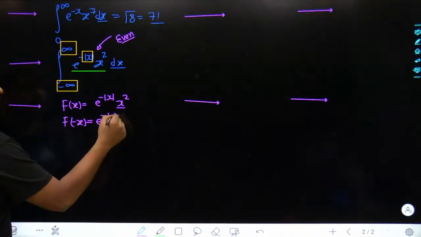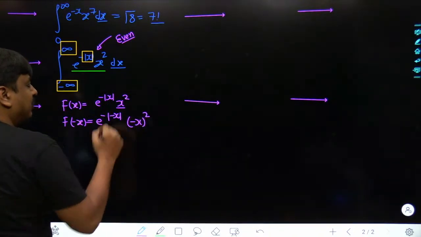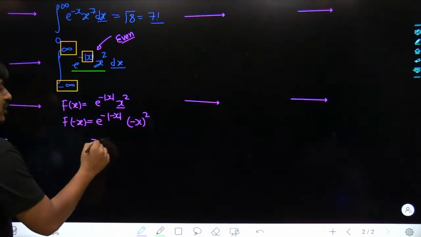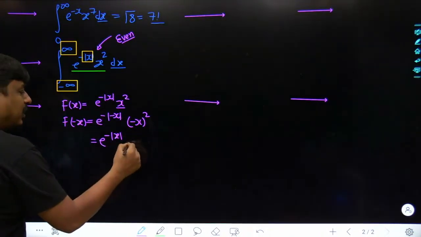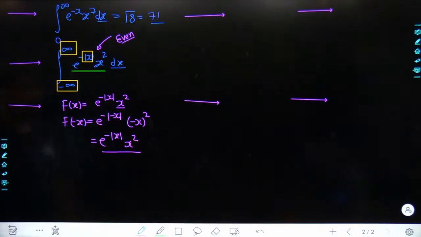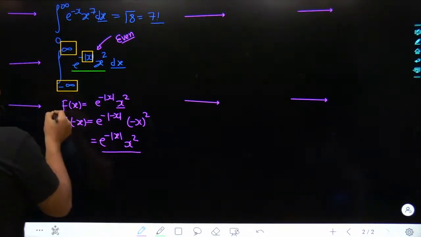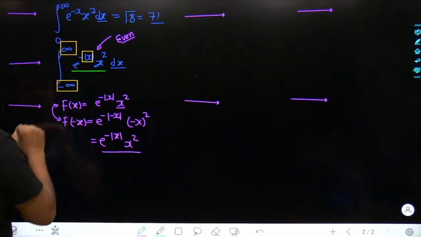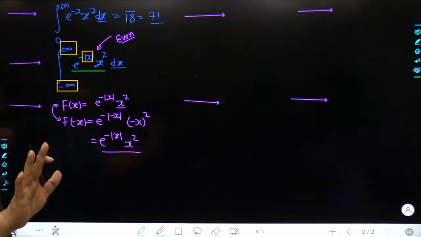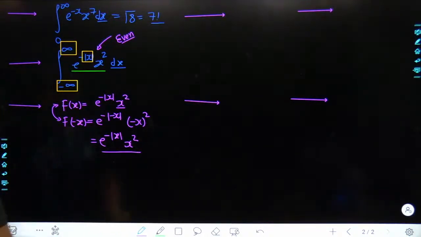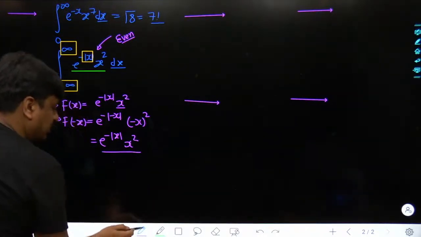End of the day, you have to feed that minus x in place of x. Here also you have to feed minus x in place of x. The minus mod of x leads to minus mod of x only, and here also it is x square. Agreed? So what does it mean? That means f of x is the same as f of minus x. That means it is an even function. If it is an even function, obviously what change can we experience over here?